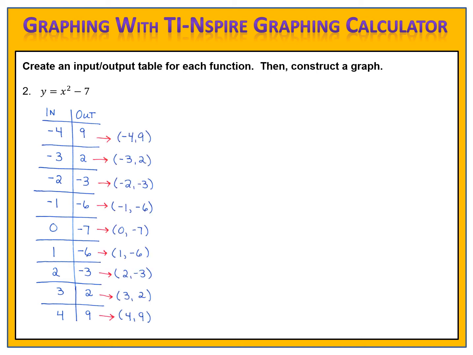Let's see how you did. Your ordered pairs look like this: -4, 9, -3, 2, -2, -3, -1, -6, 0, -7, 1, -6, 2, -3, 3, 2, and 4, 9. Next, I'd like for you to plot each of these points on the coordinate plane. Please pause the video here and plot those points.